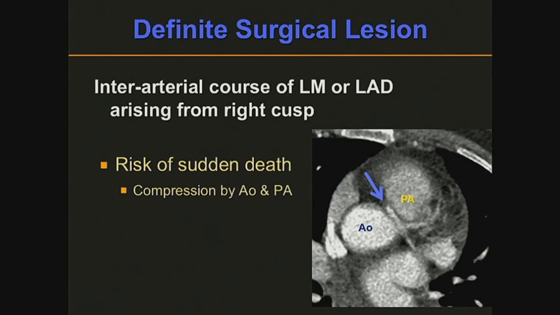The last of this category is the interarterial course of the left main or LAD arising from the right sinus. One of the problems traditionally they said was a problem needing surgery was because, especially when the patient exercised, they said that what would happen was this patient would be in danger of a sudden death because of compression. Here you can see the LAD coming across. This is about the level of the valve here, and then the left main came across, and then became the LAD and the circumflex. So this would be important.